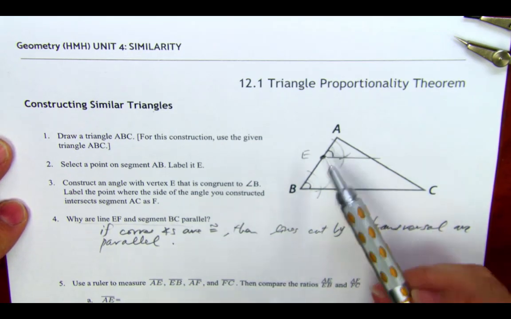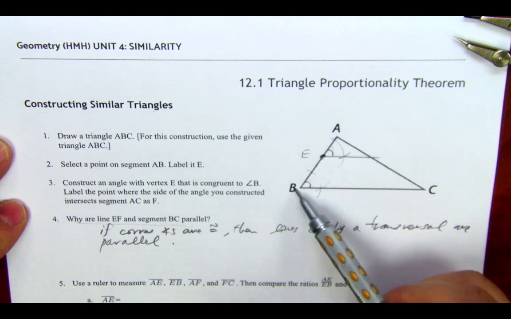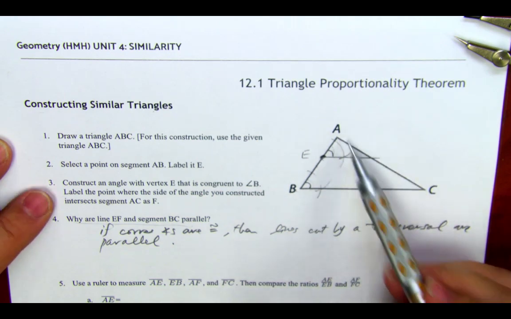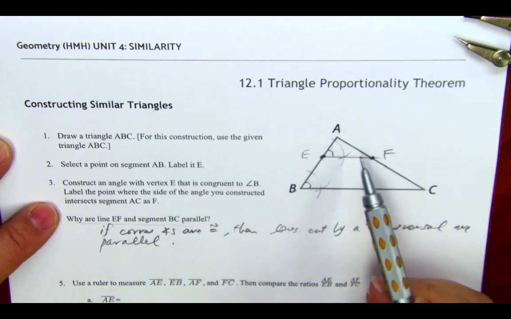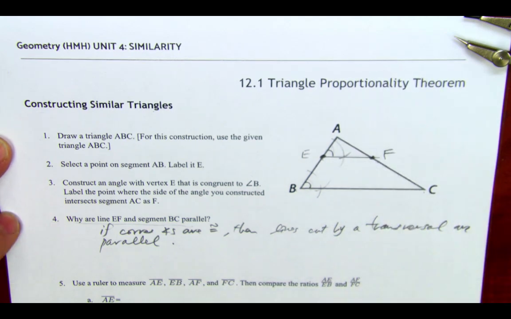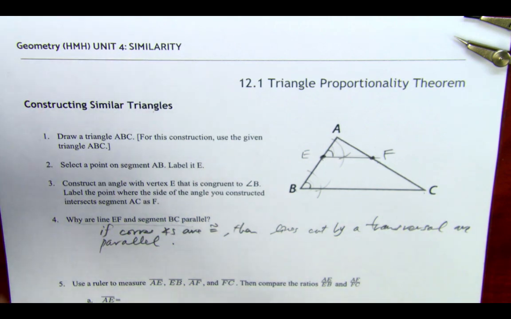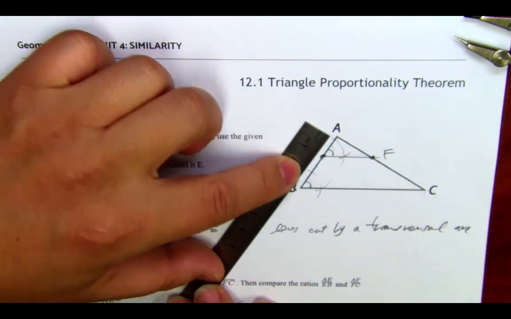Okay. And what we're going to do is use a ruler to figure out the ratios of the fractions, guys. So we're going to measure AE, EB, and then I guess we will label this F right here, right? And find the length AF and FC. Let's do that. I'm going to use the millimeters here, guys.